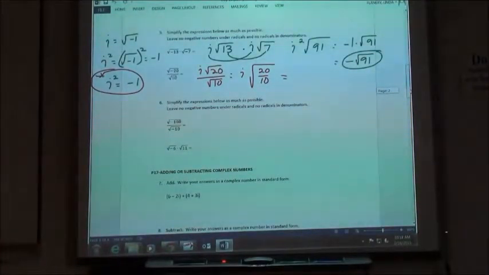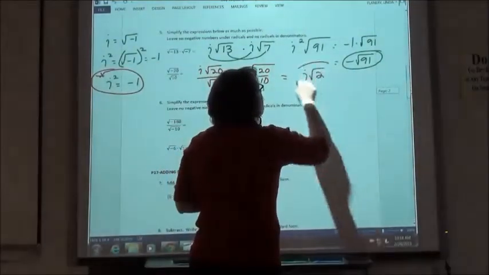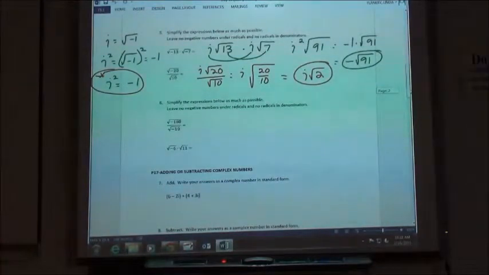2. So we just get I square root of 2. And that's going to be my answer. That's as far as I can do anything to simplify that.